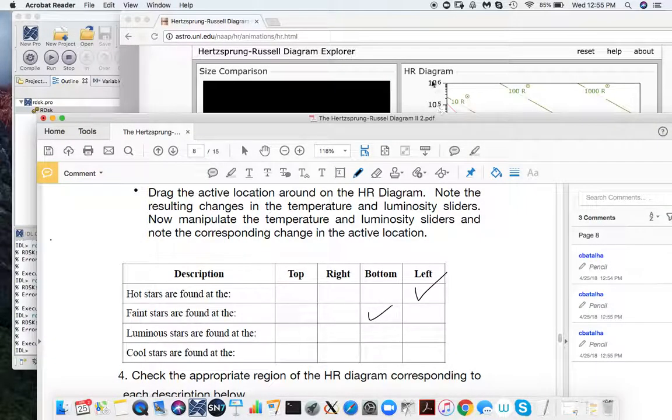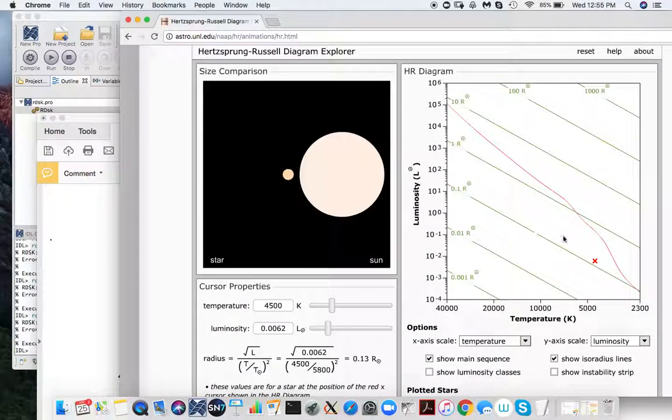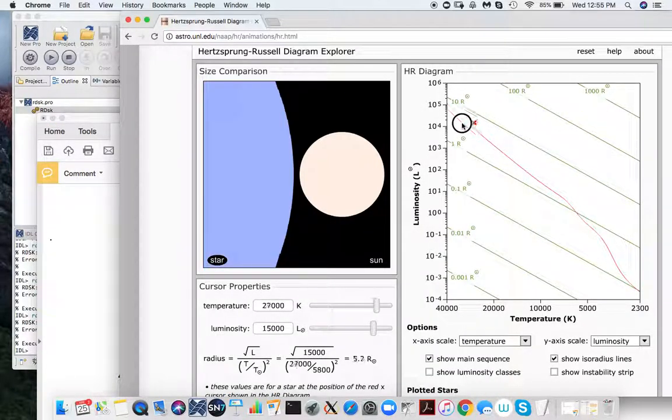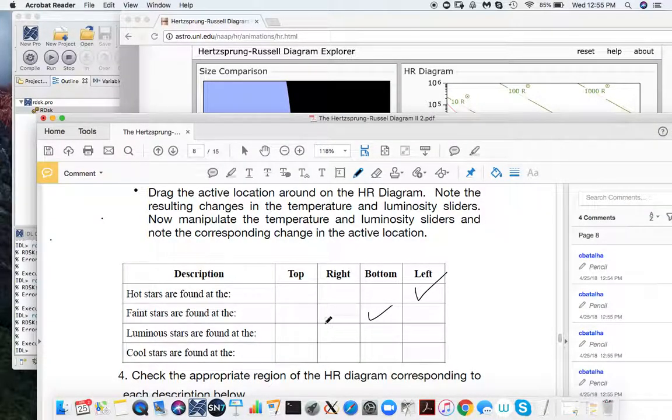How about luminous? Luminous are those that are strong, put out a lot of energy, so they are pretty much on the top part. They can be luminous cold or luminous hot, one or the other, right? So it doesn't matter. And so it's pretty much top.